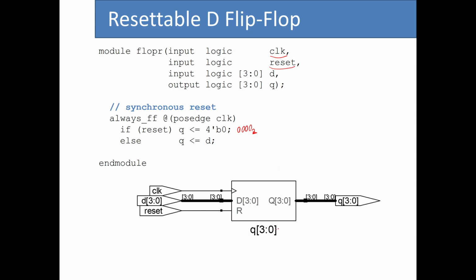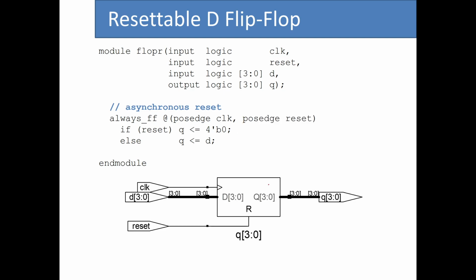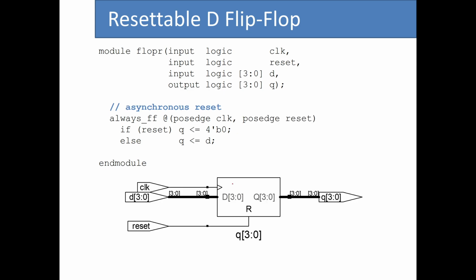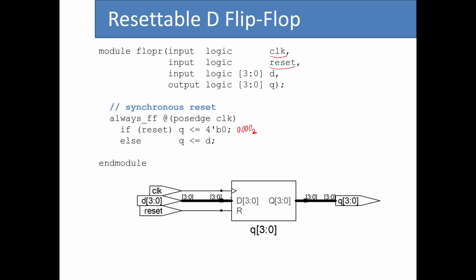This one is the synchronous resettable flip-flop, and this one is the asynchronous resettable flip-flop. The only difference that you see in the figure is that the reset now appears to be entering the block from the bottom, right? And that is basically to distinguish between the data that is dependent on the clock and the data that is not dependent on the clock.